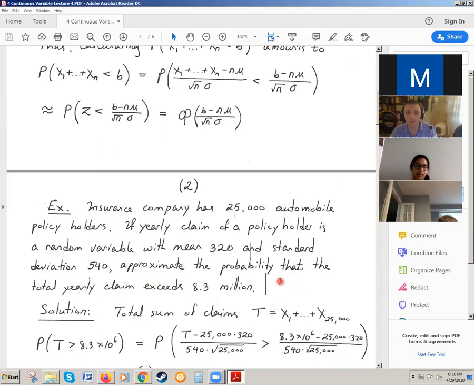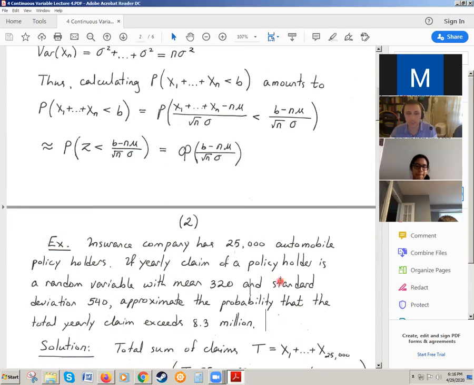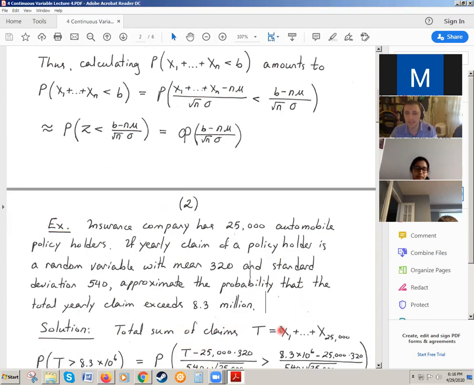So how do we solve this problem? Here we have that the total sum of claims T is x1 plus all the way to x 25,000, right? Each of those random variables is going to generate the number that the particular policyholder is asking for. Good.